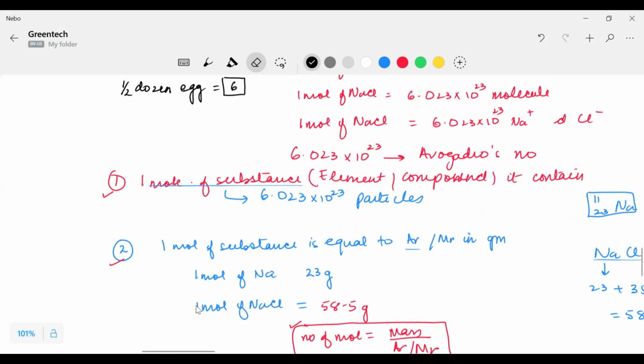Let's start. Let's have a very quick recap and then we'll move on. So, till now, we have done the two definitions of moles. Number one, on the basis of the number of particles which are present, that can be 1 mole. 1 mole of a substance has a certain number of particles present in it, and we call that Avogadro's number. So, we did the worksheet related to that.